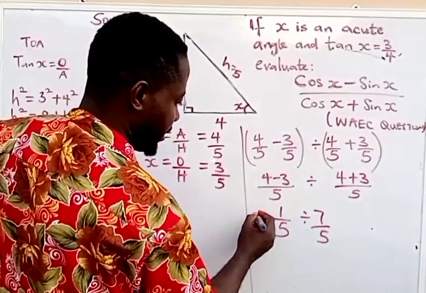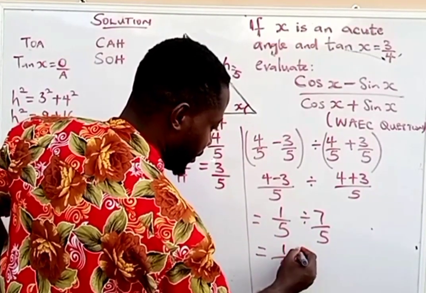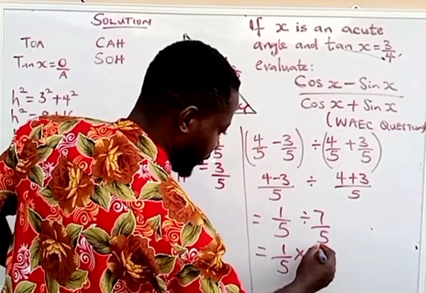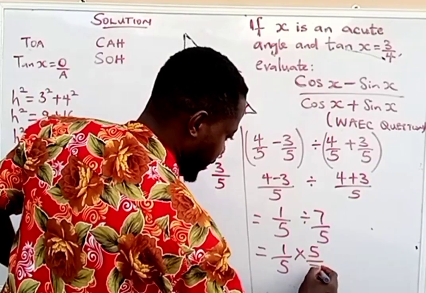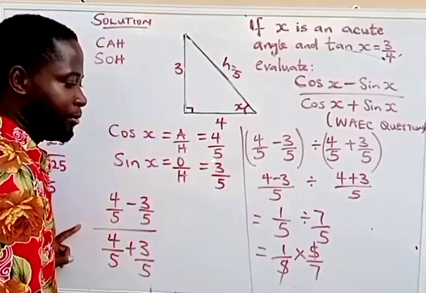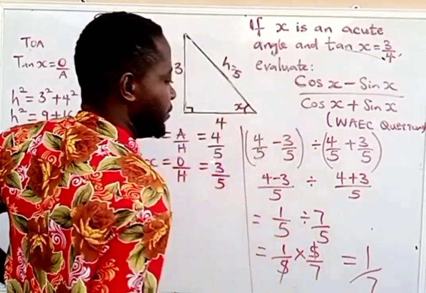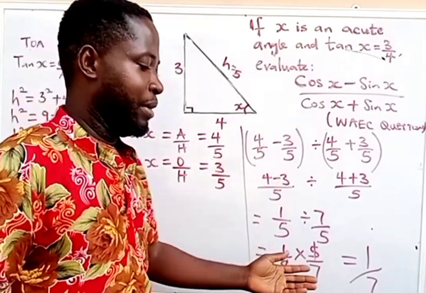Now this will simply give me 1 over 5 multiplied by 5 over 7. And the 5 cancels the 5, so my final answer is going to be 1 over 7. That's going to be my final answer.